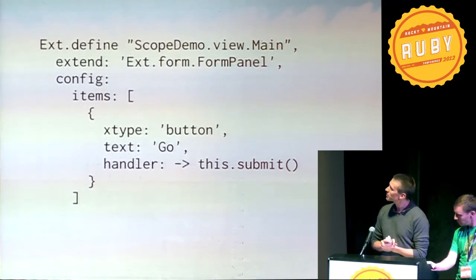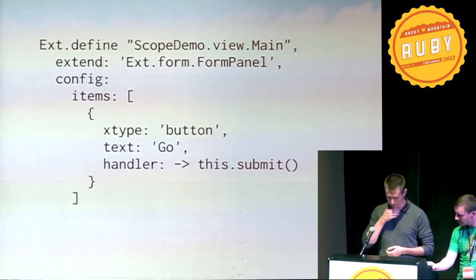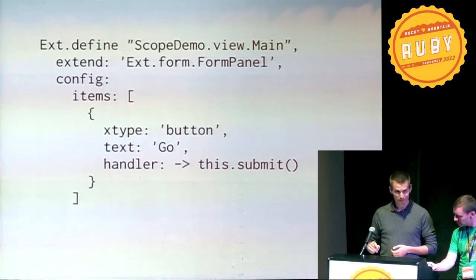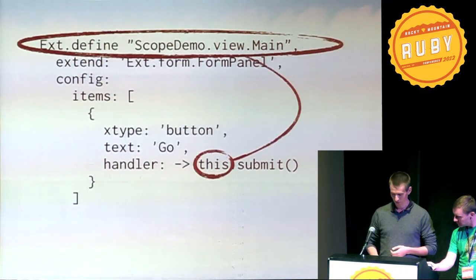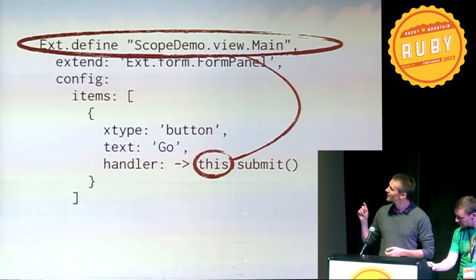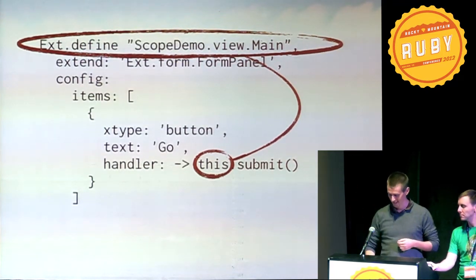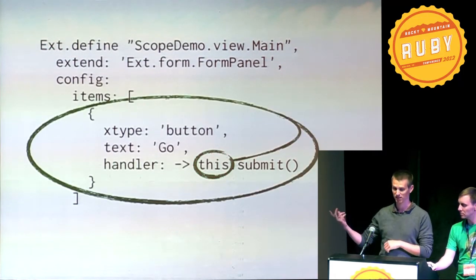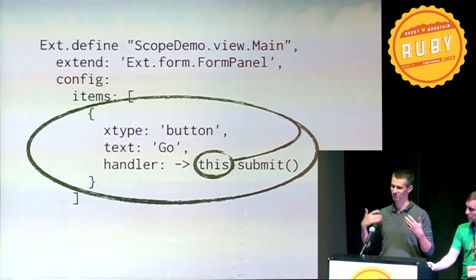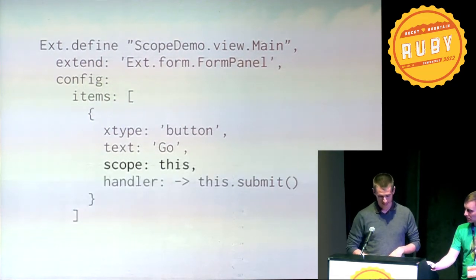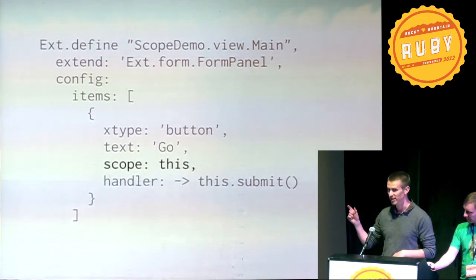This is some CoffeeScript, and there's a bug in here. Can anyone see it? Probably not. Okay, when I wrote this, I thought that this was referring to the form, when in fact, in this context, this actually refers to the button. And so saying this.submit does not do what I expected it to do. It's easily fixed just by adding this line, scope this.